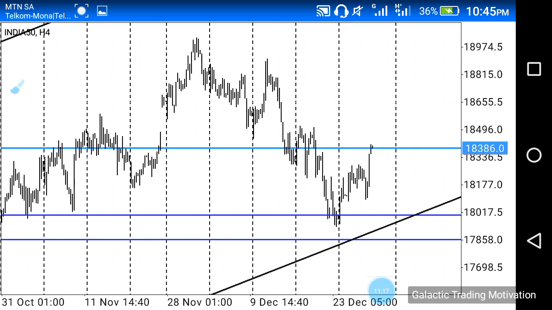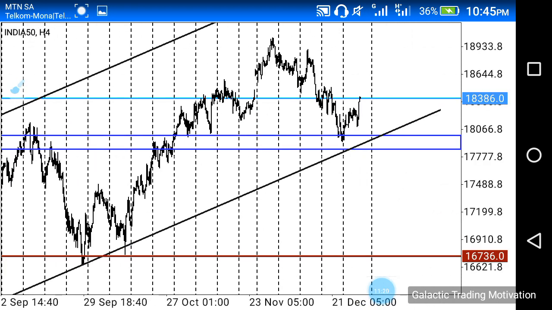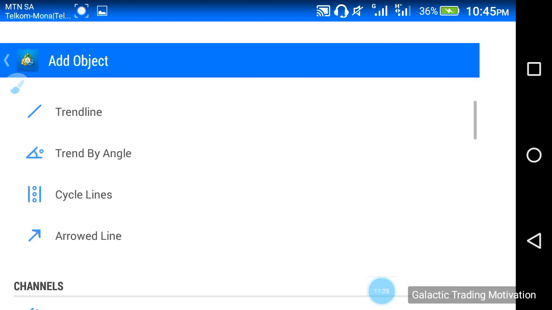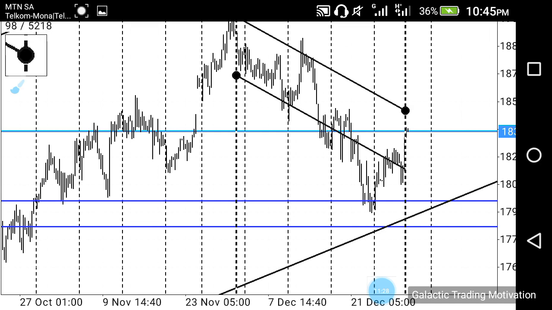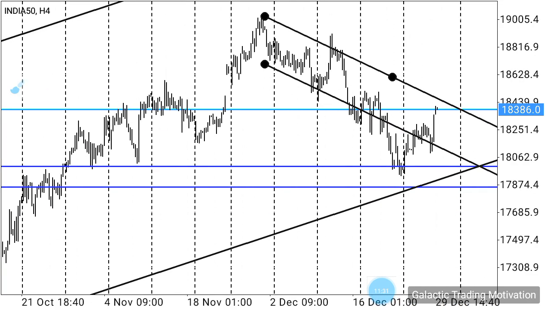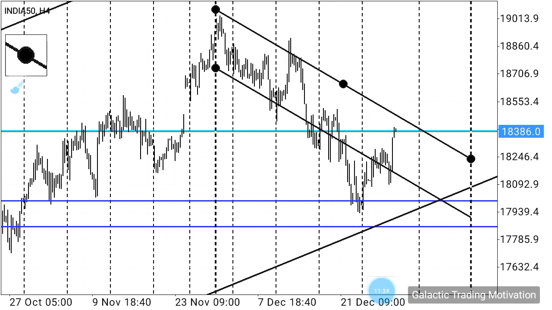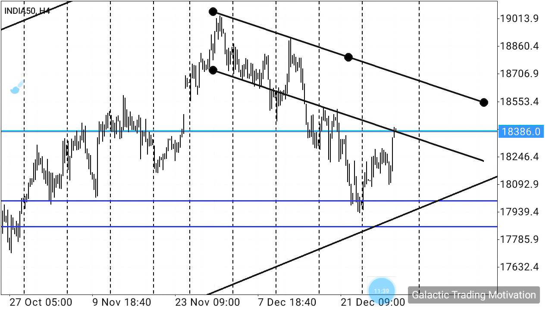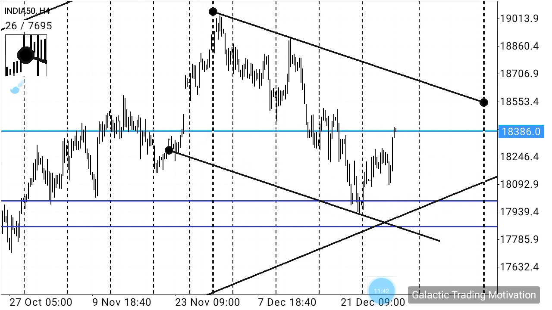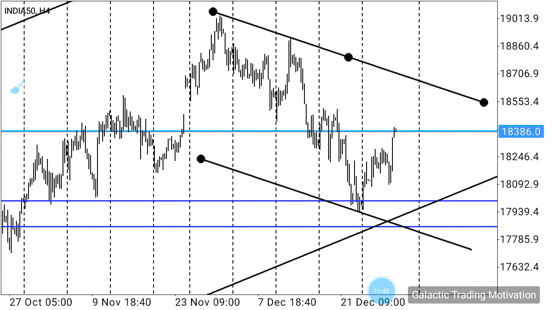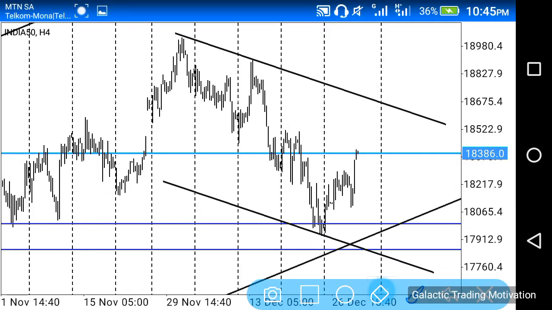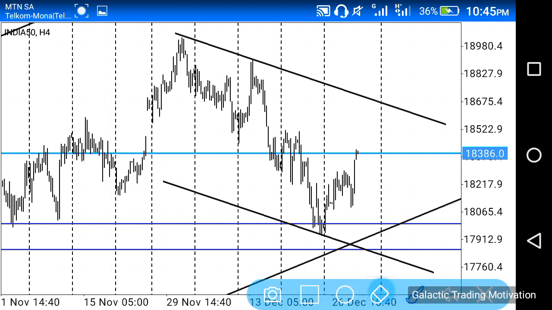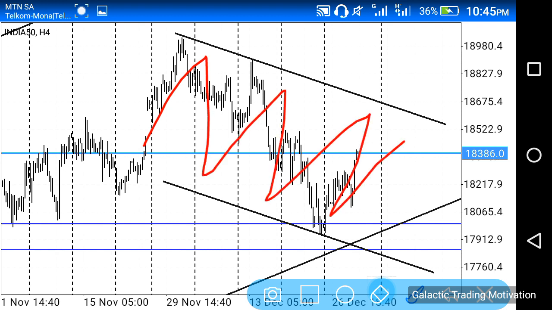How would I add my H4 channel? Let's see. So I would add my H4 channel in this manner. Just bear with me, guys. I would add my H4 channel more or less in this manner, and we can also see that as much as the daily channel is in an upward trajectory, the H4 chart on the other hand is in a downward trajectory, as you guys can see, right?